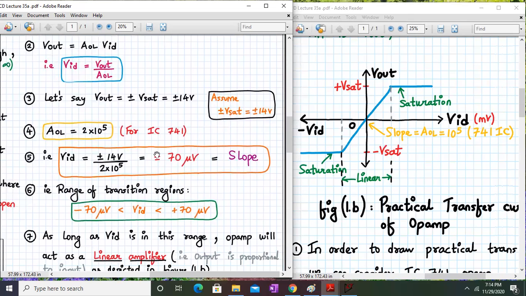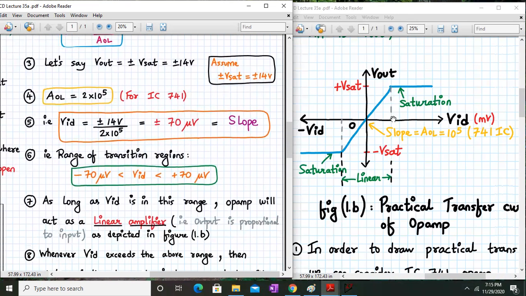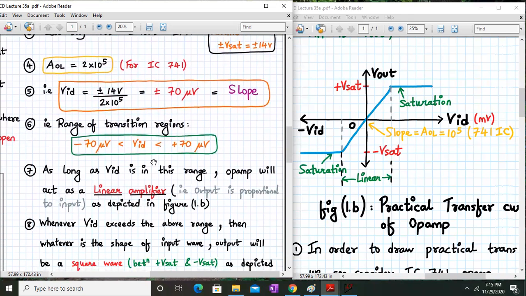So what does this VID of plus or minus 70 microvolt mean? Indirectly, we have to find the coordinates of this positive and this negative point on the x-axis. Here it is 70 microvolt and here it is minus 70 microvolt. That means the linear region starts from plus 70 microvolt and extends to the negative side, minus 70 microvolt. As long as the difference in the input terminals, that is VID, is in this range, the op-amp will act as a linear amplifier.